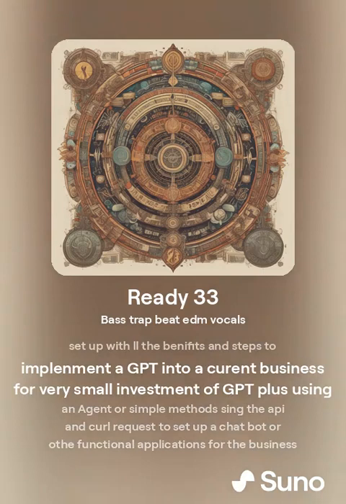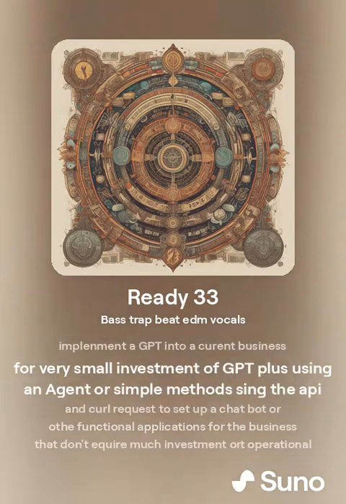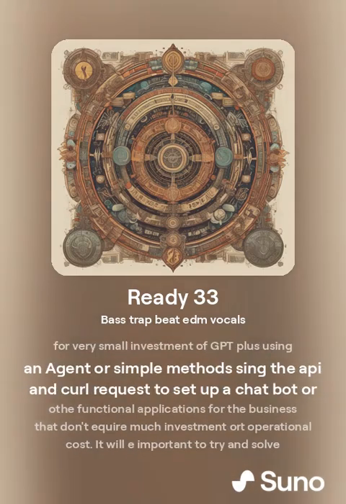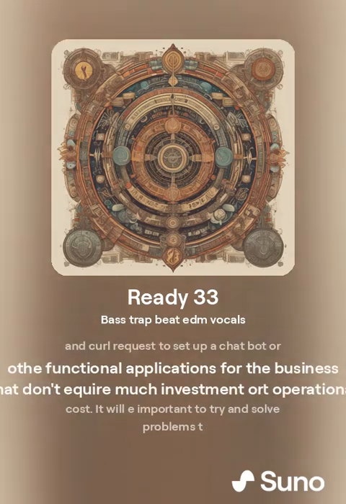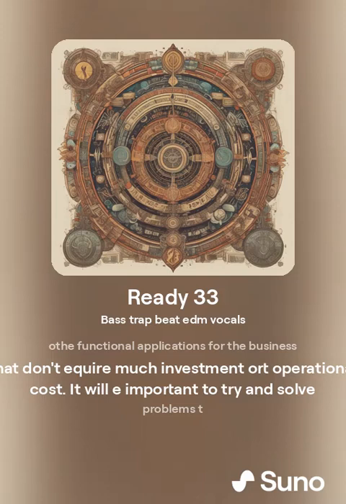implement a GPT into a current business for a very small investment. A GPT plus using an agent or simple method, saying the outline and curl request to set up a chatbot or other functional applications for the business that don't require much investment or operational cost.